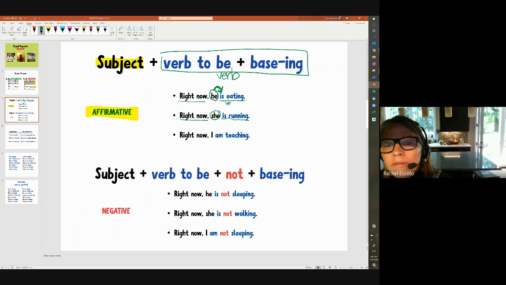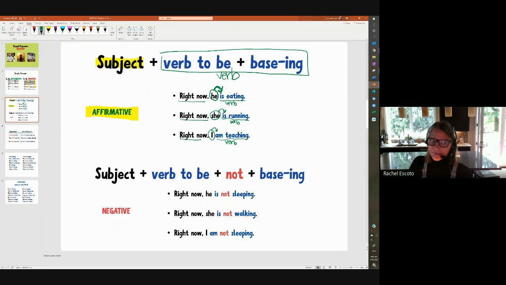This is our verb, right? She is running. And the form of to be agrees with the subject pronoun. Right now, I am teaching. And the form of to be agrees with the subject. And this is our verb right here, am teaching, correct? Okay.